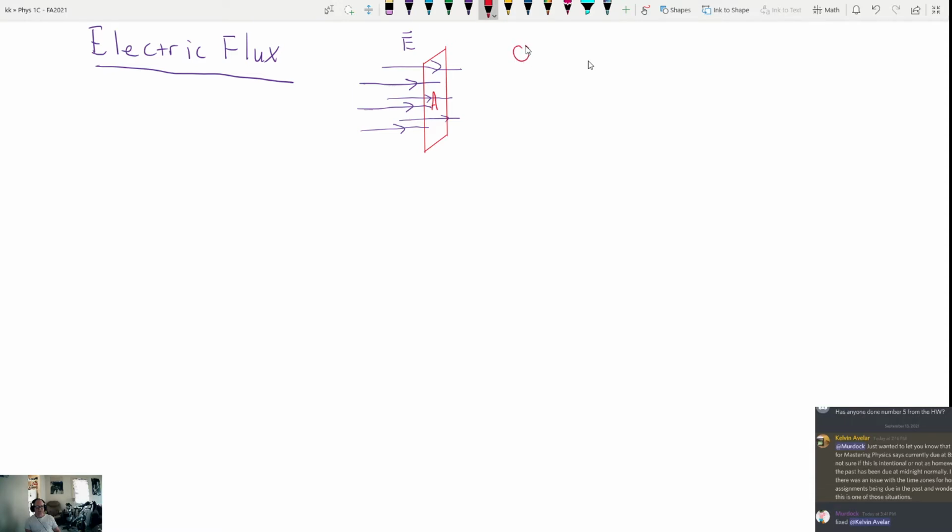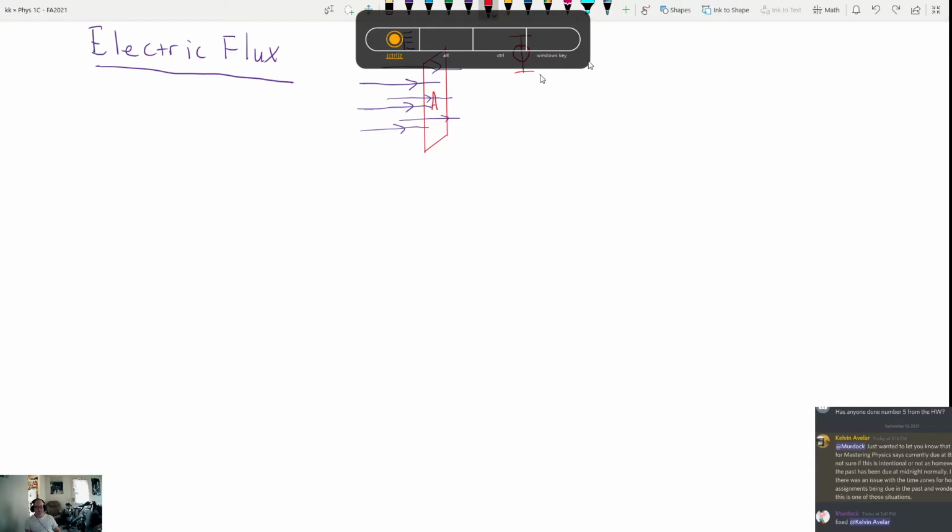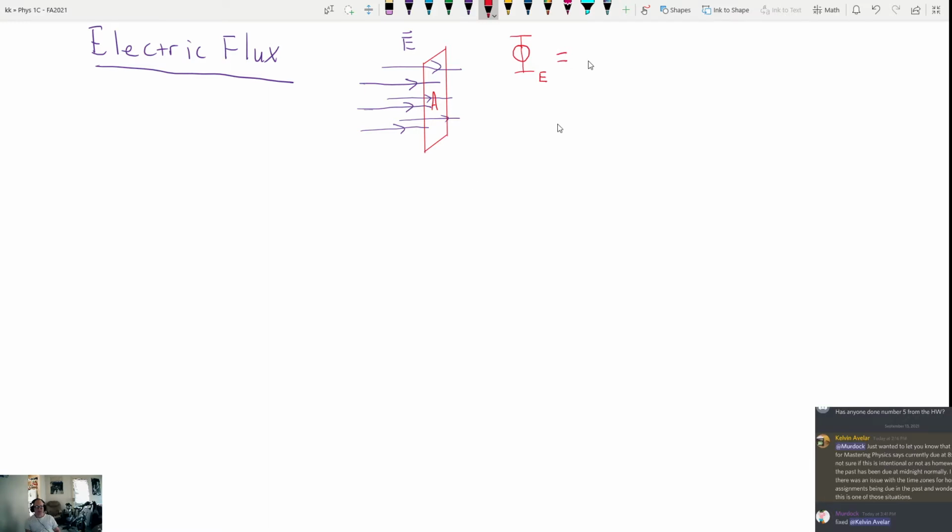The symbol we use for electric flux is phi. I guess they didn't want to use F because F is for force, so they used a phi. I hate drawing this every time, but it's like an I with a circle around it. That's the capital Greek letter phi. I'm going to put an E down here to represent that it's electric flux, because we're going to learn about magnetic flux way later in this class.